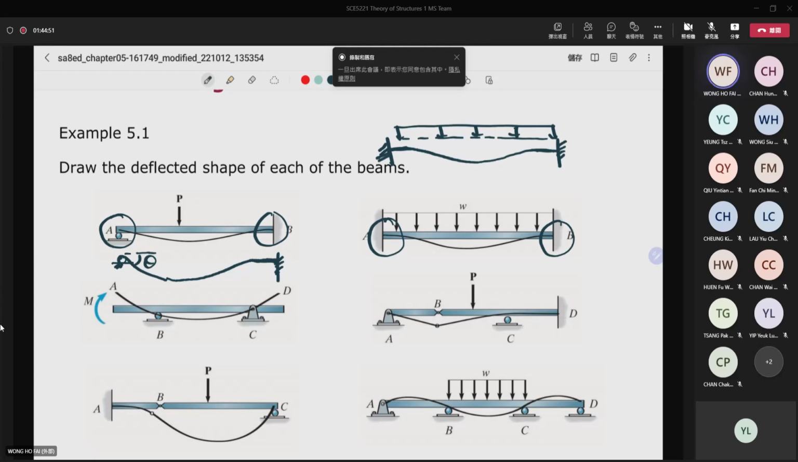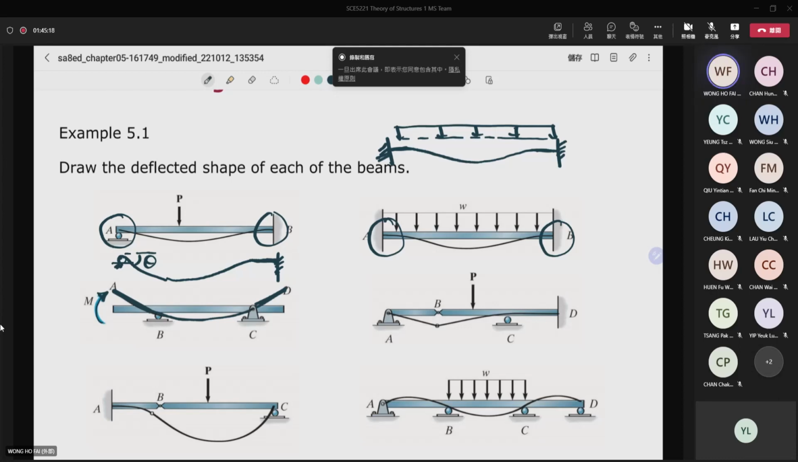And then for the next structure, if you try to rotate it at the ends, then it will move upward. So you can see that it will move upward, and then the beam will go like that. And finally, the bending moment in the last part is equal to 0, so it is a straight part here. So you can sketch your curve like this.